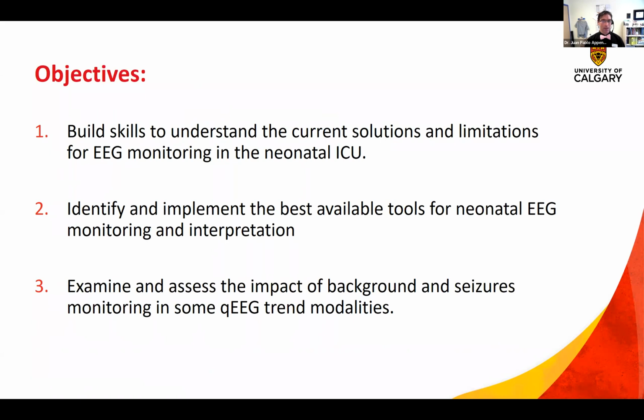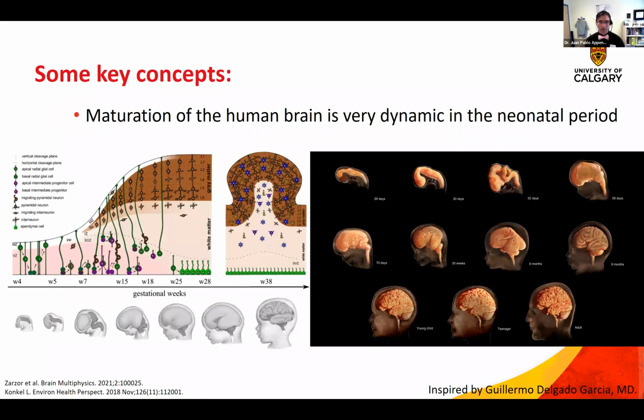We're gonna build skills to understand the current solution and limitation of the EEG monitoring in the neonatal intensive care. We will identify and implement the best available tools for neonatal EEG monitoring and interpretation, and we will examine and assess the impact of background and seizure monitoring in some trends. Now, I'm gonna combine all these objectives all along the talk. So stay with us. You will have all those objectives achieved by the end of the presentation.